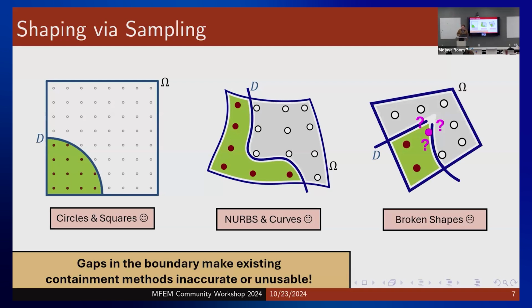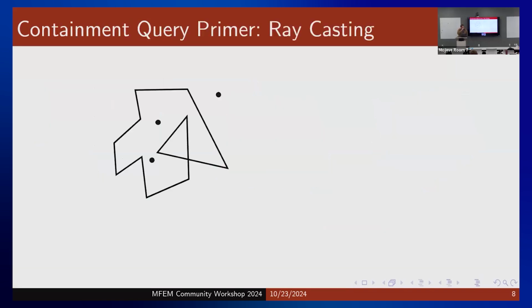There's a number of reasons why that could be the case, but a lot of them have to do with the sort of mathematical principles that we often define containment queries from. If you have any familiarity with containments at all, you might know about the idea of raycasting. It's a pretty simple procedure where you take the point you're interested in, extend a ray out to infinity, and just count the number of times that it intersects.